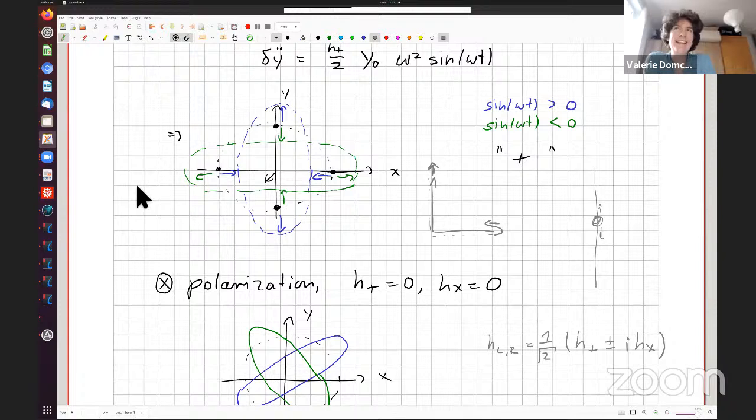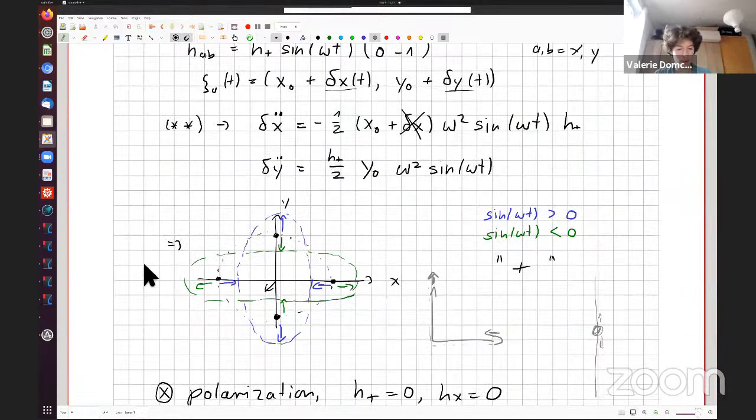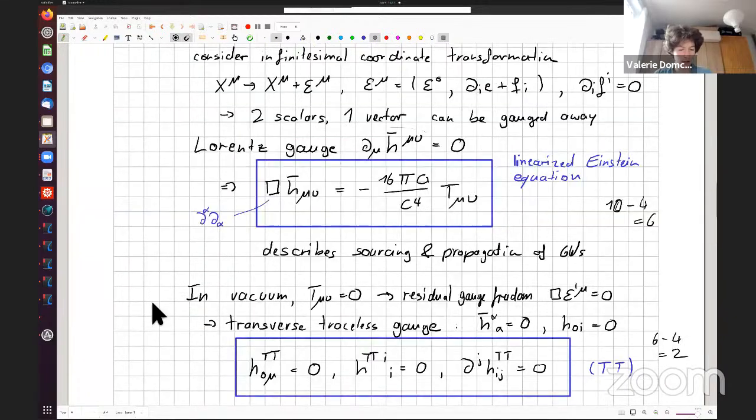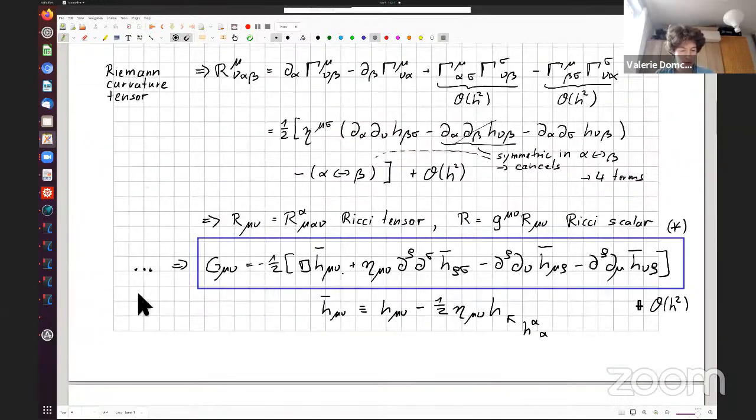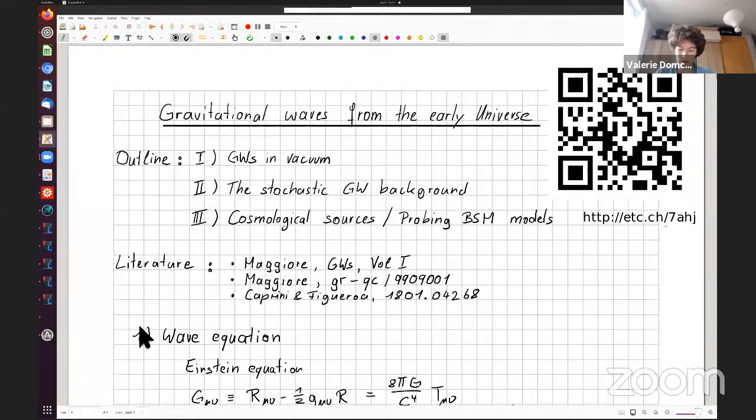Right, and I can say that you're in good company. This was actually a long discussion. In Maggiore's textbook, this first one here, at the beginning there are actually 2 chapters dealing just with this question.